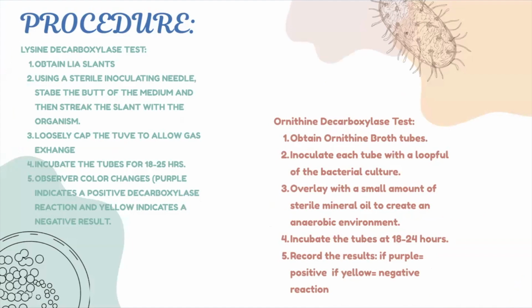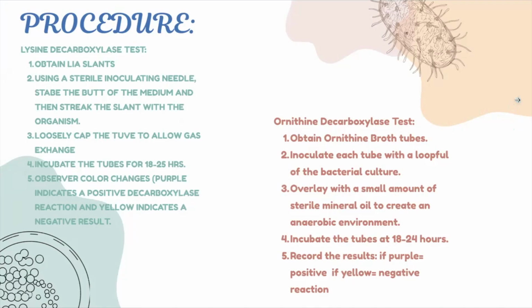For the lysine decarboxylase test, we obtained LIA slants. Using a sterile inoculating needle, we stabbed the butt of the medium and then streaked the slant with the organism. Then we loosely capped the tube to allow gas exchange and incubated the tubes for 18 to 24 hours. Then we observed color changes. Purple indicated a positive decarboxylase reaction, and yellow indicated a negative result.